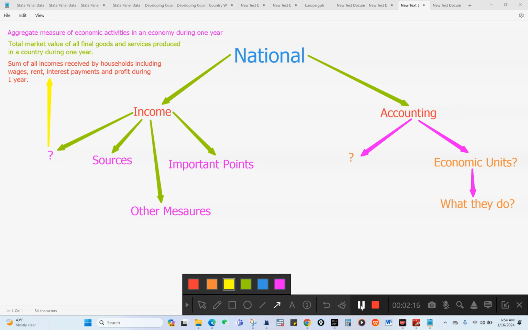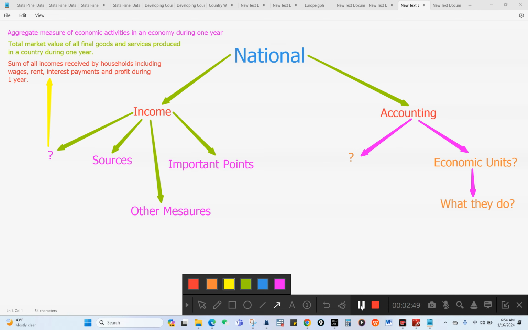National income is the aggregate measure of economic activities in an economy during 1 year. Basically, it is the aggregate measure of economic activities that are performed during 1 year in a country. It can also be defined as the total market value of all final goods and services produced in a country during 1 year, and it can also be defined as the sum of all incomes received by households, including wages, rent, interest payments, and profit, during 1 year.